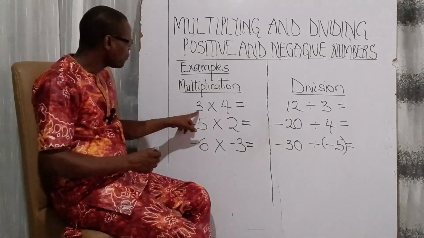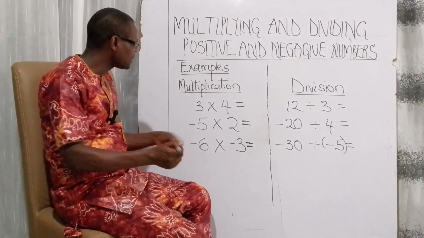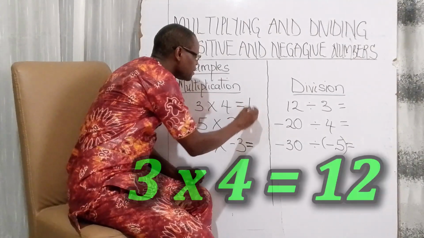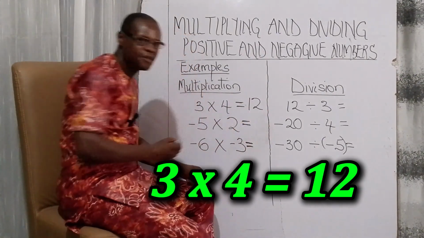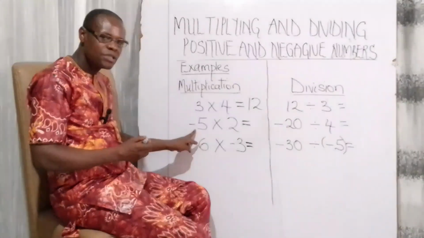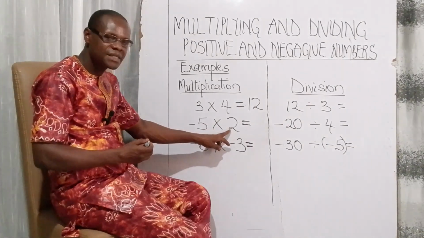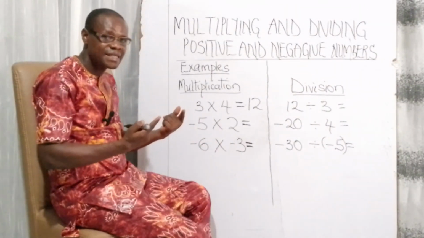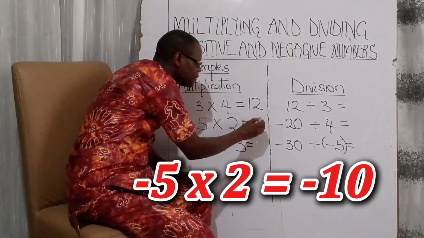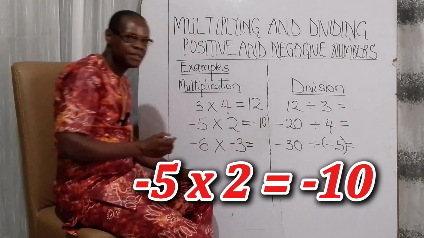So here we have 3 times 4 and we can see that both numbers are positive. So therefore our answer is positive 12. Now in this case, one is negative, the other is positive. So the signs are different. So therefore our answer becomes negative 10.